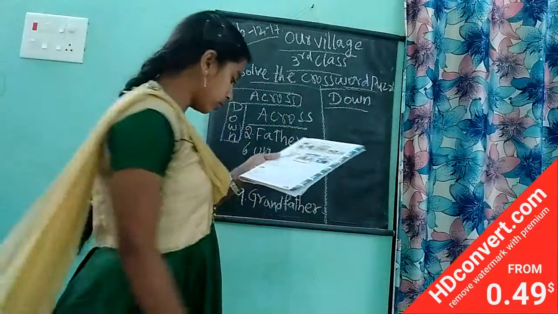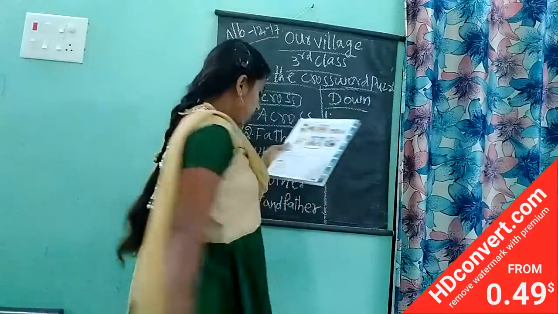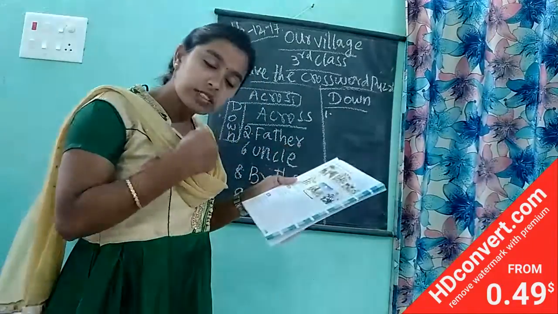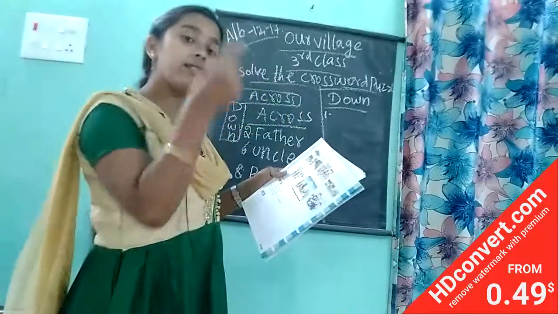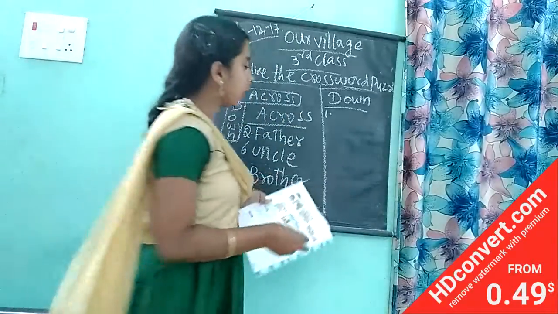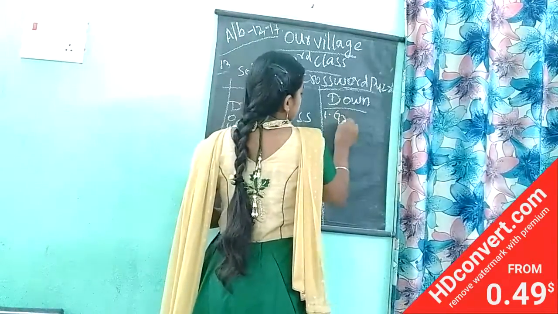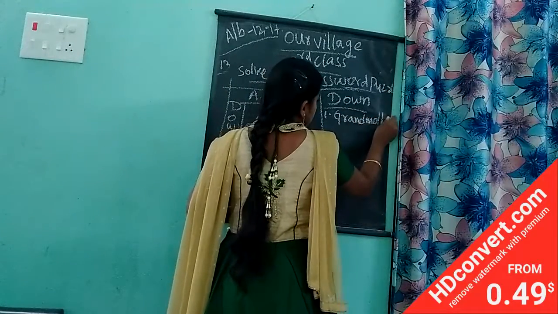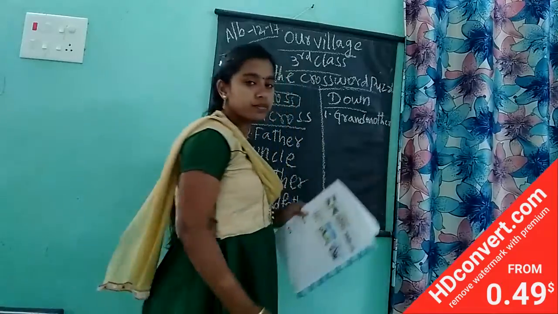See down. First one. Your father's mother. Our father's mother, what do we call her? Grandmother. Okay, children. Next, third one.